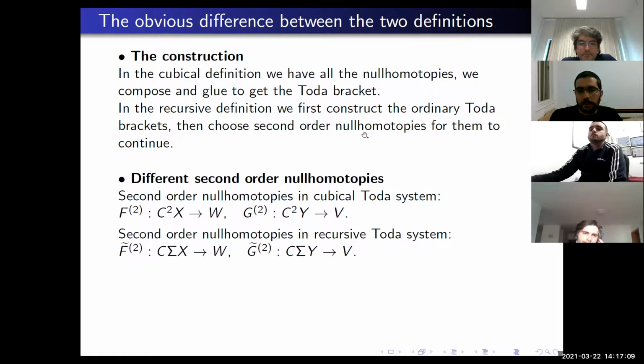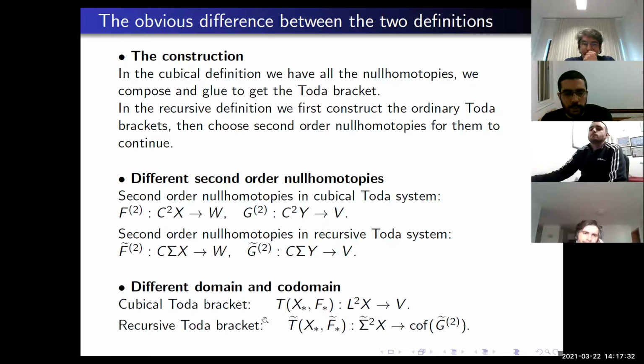And there are different second order null homotopies. We have different second order null homotopies in the cubical Toda system, the cubical definition. We need these models of null homotopies, and in the recursive one we need this. So it's not the same. And for the Toda bracket itself, we don't have the same domain and the same codomain.